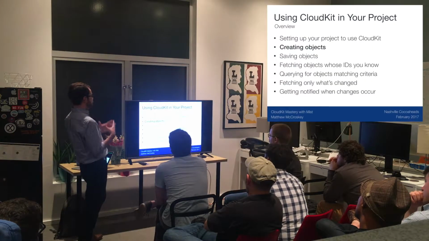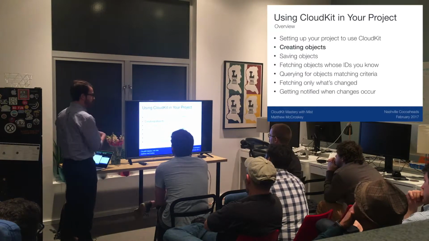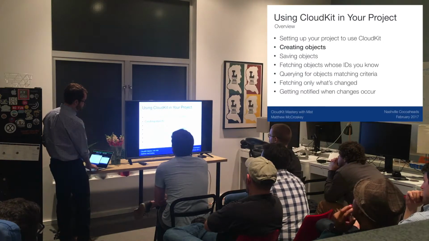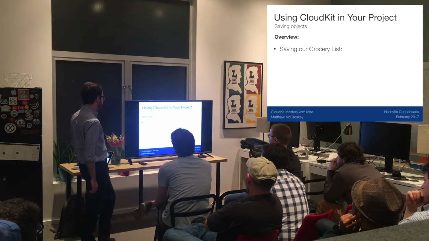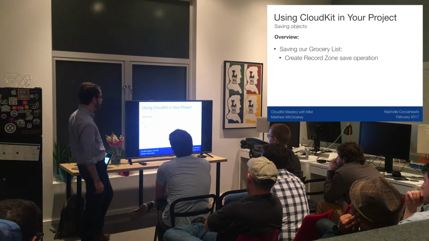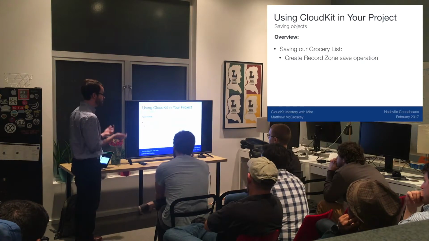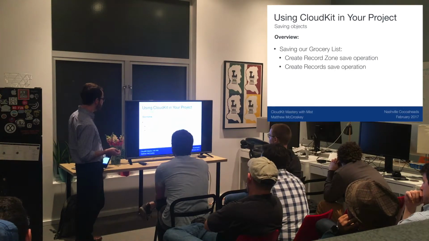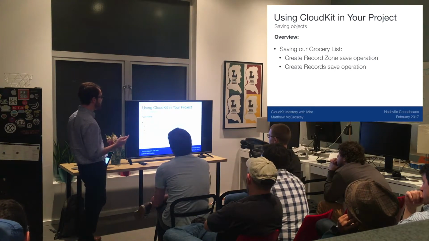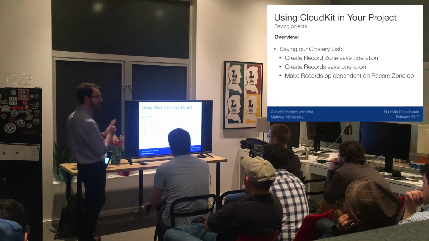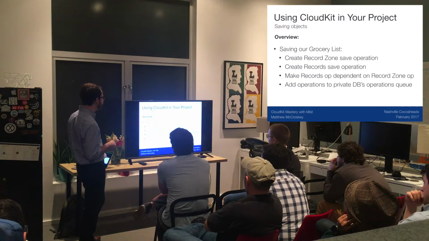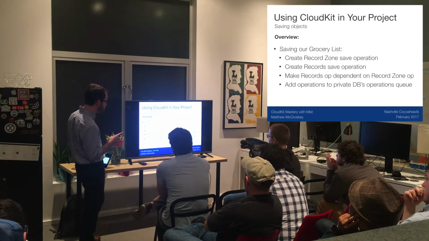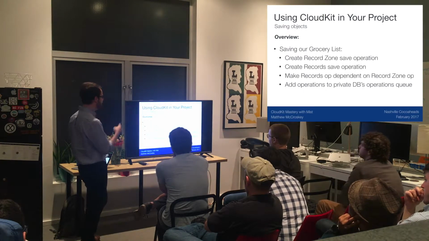Okay, so that is the code about how you would create objects. Now that we've created them, how do we actually save them to CloudKit? So saving our grocery list, we're going to create a saving operation for the record zone. We're going to create a save operation for the records. We're going to make them dependent on each other. I'll go through all these in more detail in a second. And then we're going to add those operations to the database's operations queue.